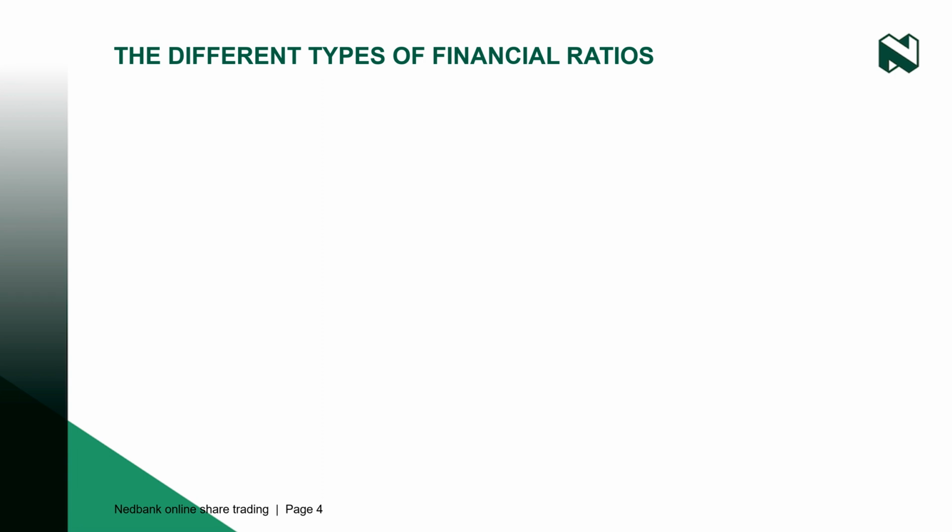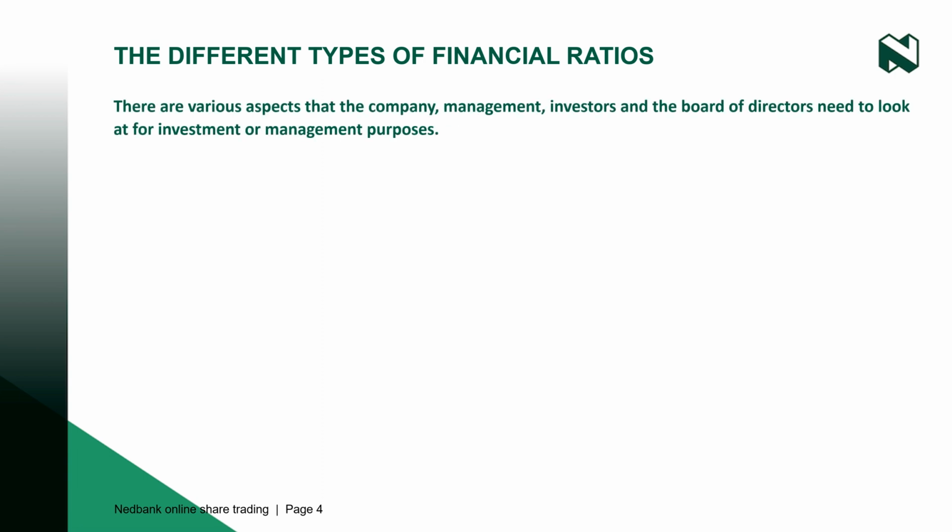Now we can explore different types of ratios. There are various aspects that the company management, investors, and the board of directors need to look at for investment or management purposes. The ratios help in determining what decisions need to be taken strategically or from an investment point of view. Ratios also help identify areas of improvement and can highlight how the company is performing compared to its competitors and itself over time. We will cover some of these ratios in more detail, but first, let's highlight the different types of ratios.